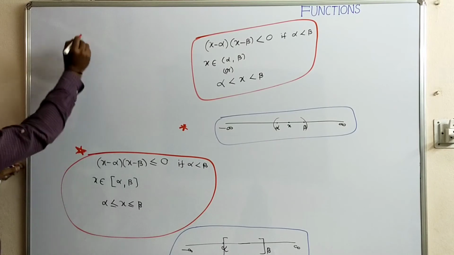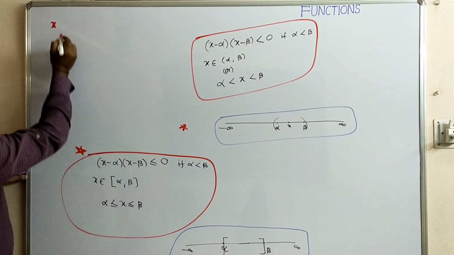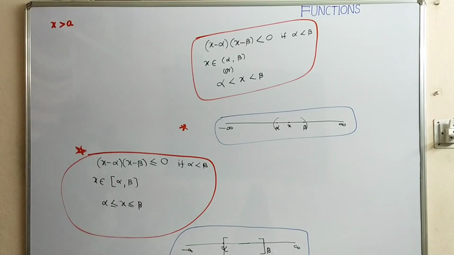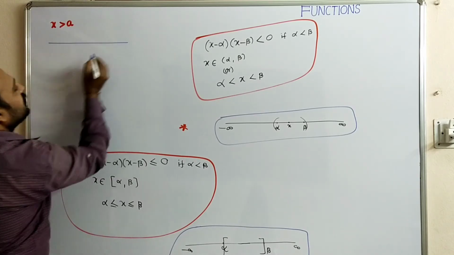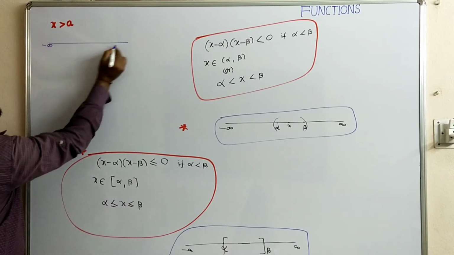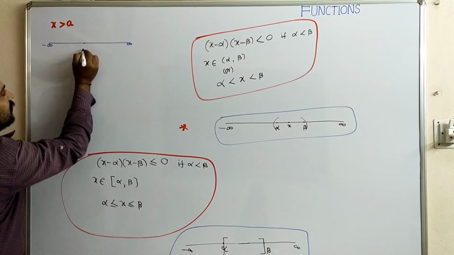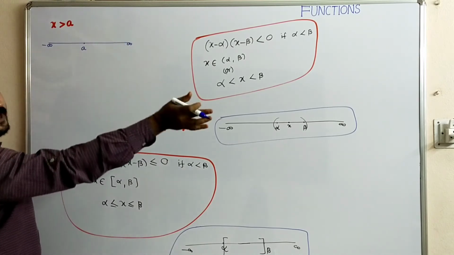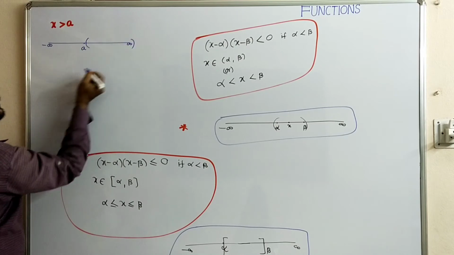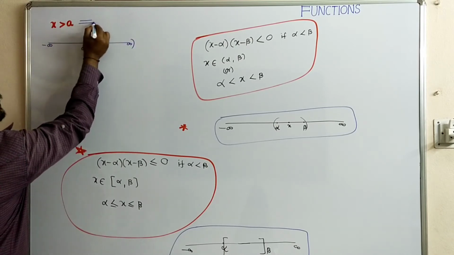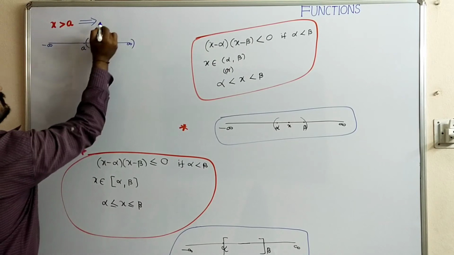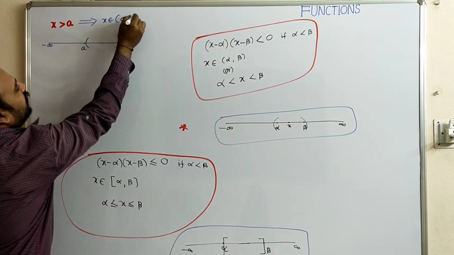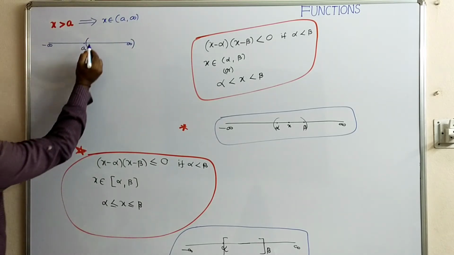Sometimes it will come like this: x is greater than a. X is greater than a means what? This is the real number line, minus infinity to plus infinity. A will be here. X is greater than a, the values of x which are always greater than a, so from there to there. Therefore, whenever x is greater than a, the domain of f of x becomes x belongs to the open interval of a comma infinity. So this region will come there.